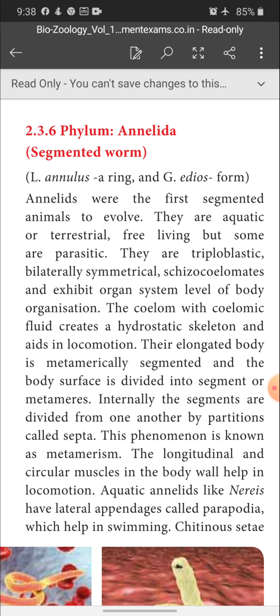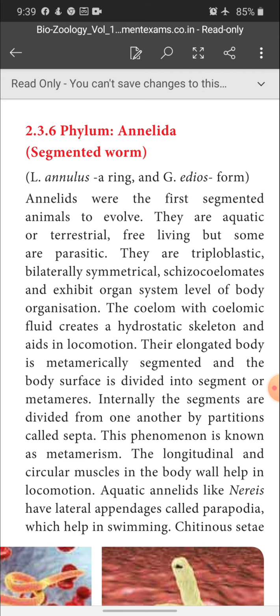Longitudinal and circular muscles in the body wall help in locomotion. See children, the animal possesses two types of muscles in its body. One is longitudinal muscle, another one is circular muscle. Both muscles help in locomotion by their contraction. Aquatic annelids like Nereis have lateral appendages called parapodia which help in swimming. So, Nereis is an example for aquatic annelids which possess a structure called parapodia. These parapodia help in the swimming movement in water.